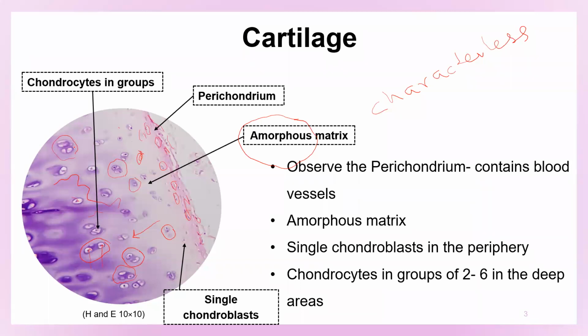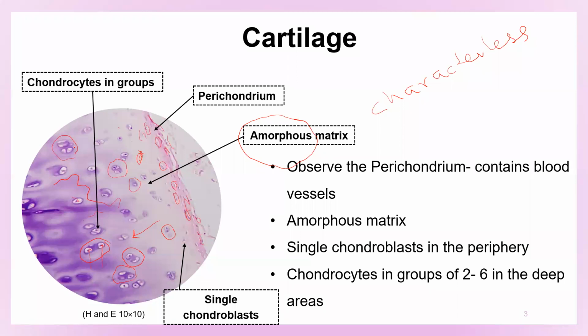So like that, you get groups of cells because of mitotic division, right? A single cell dividing into 2 will give rise to 2 cells. Then those 2 again dividing will give rise to 4 cells, right? And again, sometimes one of those cells may again divide, giving rise to 6. Like that, you get groups of cells as you go towards the deeper areas of the cartilage.